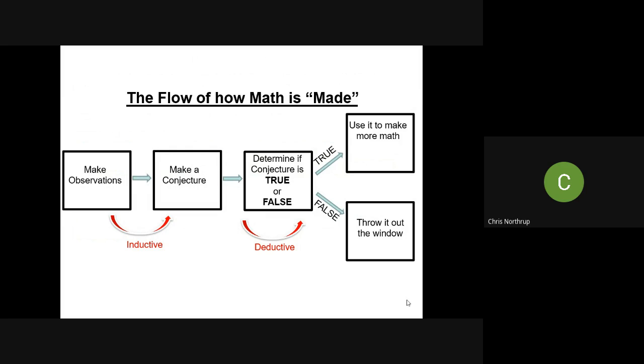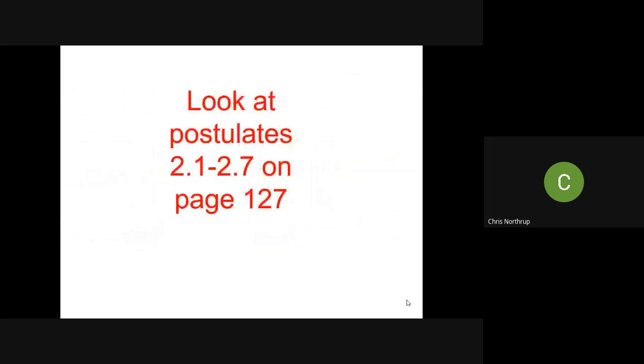All right, so this is our workflow. We're going to be making conjectures using inductive reasoning and then verifying that those conjectures are true, making them a theorem using deductive reasoning. From here on out, what you want to do is pull out that book and look at the postulates 2.1 through 2.7 on page 127. They're very straightforward. You want to get very familiar with them, and that should do it for you.